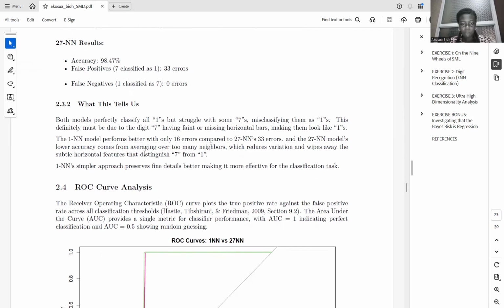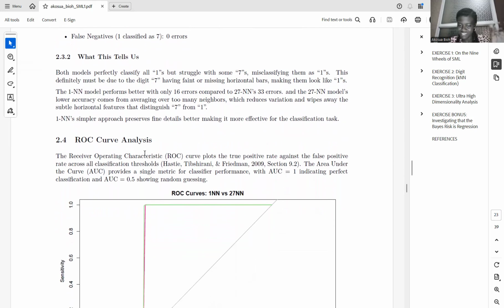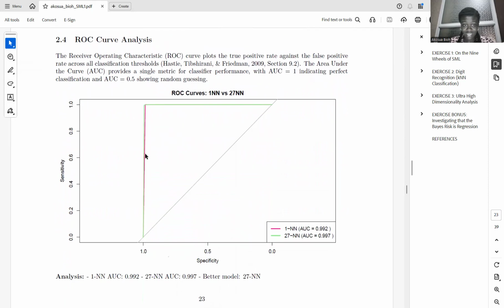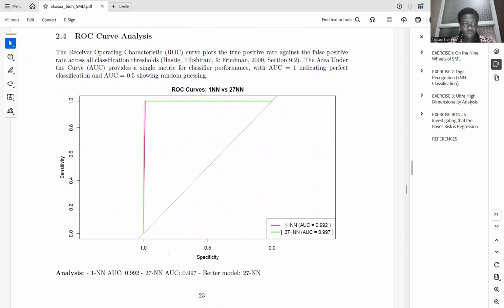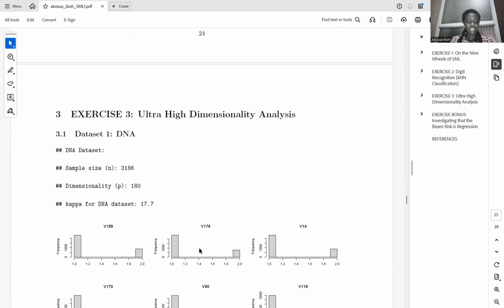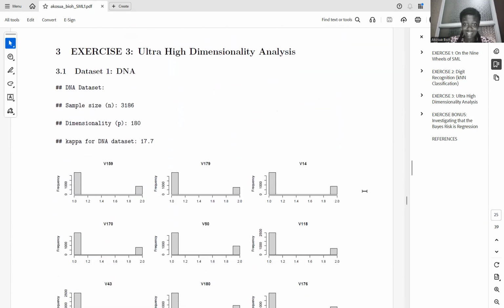Now, both models actually misclassified some sevens and some ones, because of the faint or missing horizontal bars that make a seven look like a one. So even though the 27NN had a slightly higher AUC, as you can see here, 1NN actually gave the best overall performance. So this tells us that if you are doing classification and want to take a look at the subtle differences, you go for a smaller K, which is the 1NN. Now, let's look at exercise 3, which is the ultra high dimensionality.